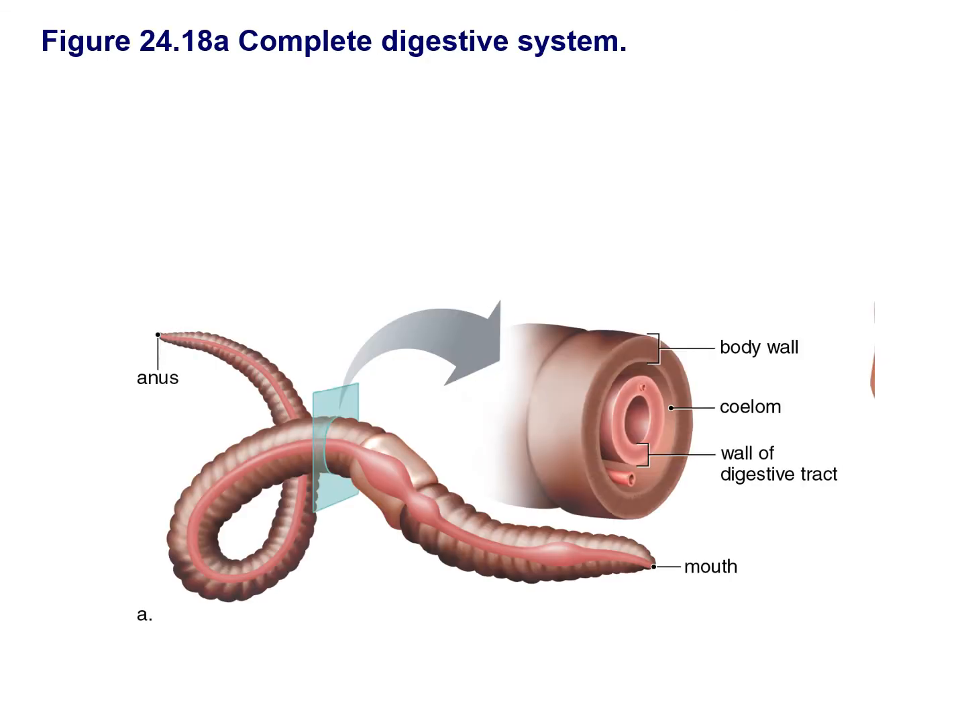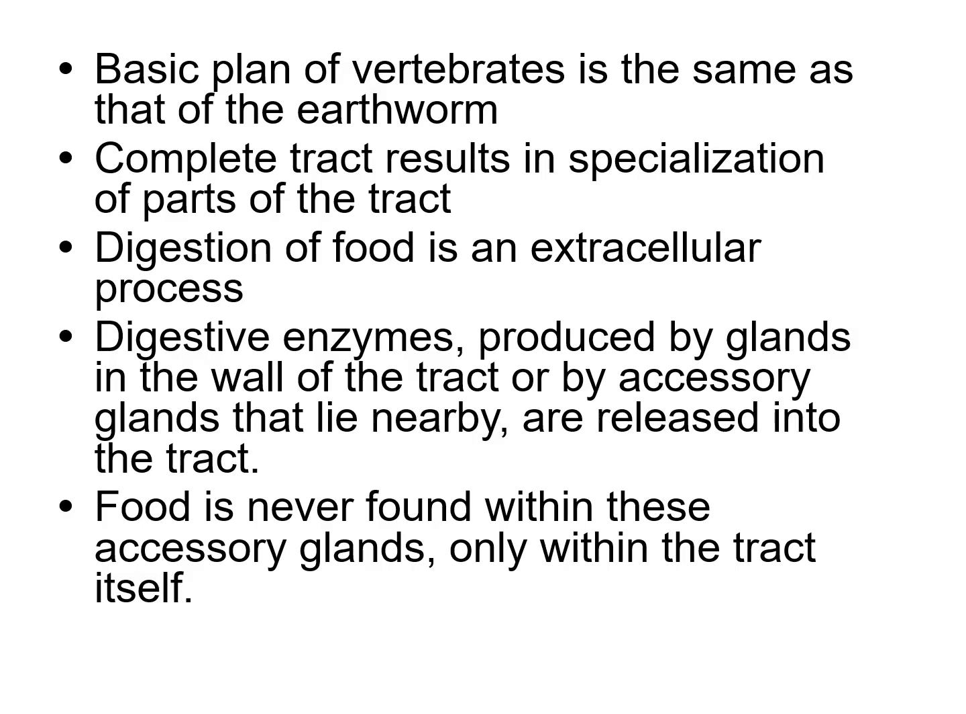So this is what a complete digestive system looks like. You've got your body wall, your coelom or body cavity, and your digestive tract, and then you've got a mouth and an anus on one side or the other. We saw that in the earthworm. They have a full, complete digestive system. For vertebrates, our plan is pretty much the same as the earthworm. You've got this specialization, digestive enzymes come in, they take what they need, they produce what they need, and then from there the food ends up passed through.